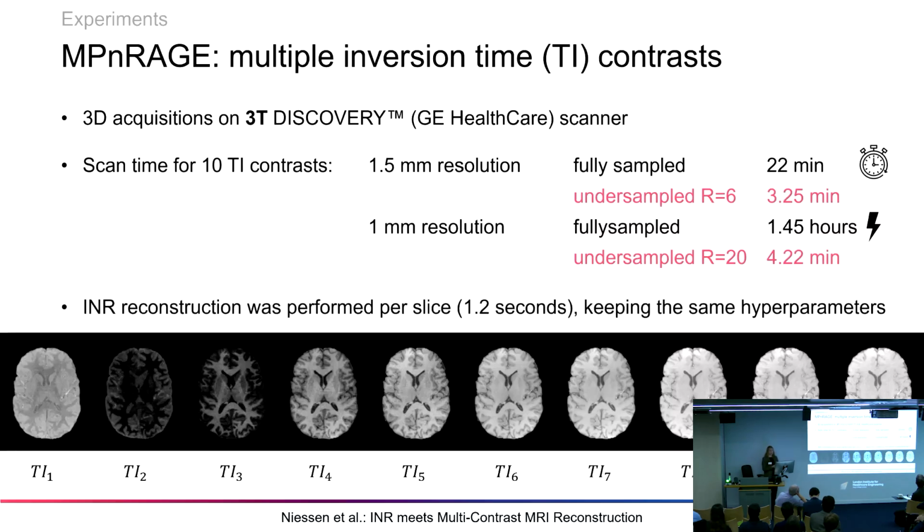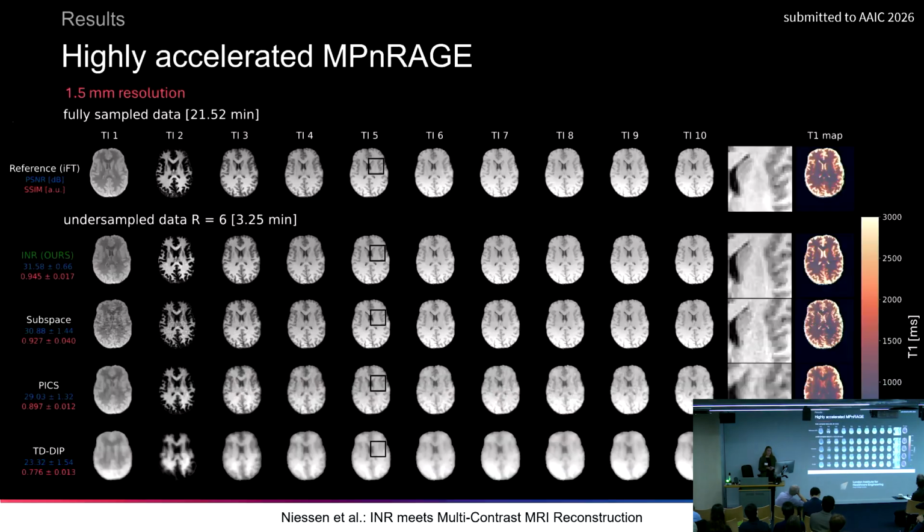As I mentioned before, the INR reconstruction was performed slice-wise, and for each slice, this reconstruction took around 1.2 seconds. We keep the same hyperparameters across all slices and also all volunteers to show the generalizability of our method. And let's look at some results. These are some results that we submitted to the ISMRM conference recently. Here we're looking at the 1.5 millimeter resolution data because in this one we could scan a fully sampled data set, which allows us to have a reference.